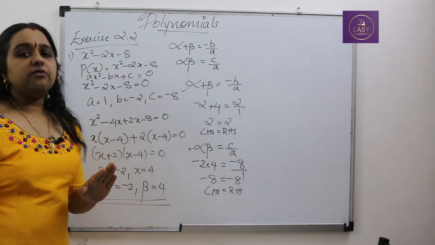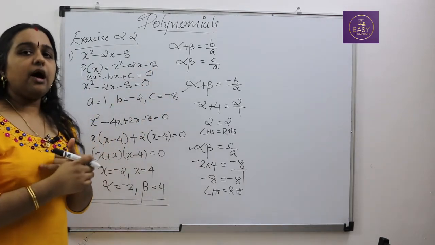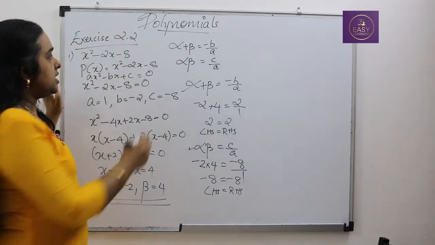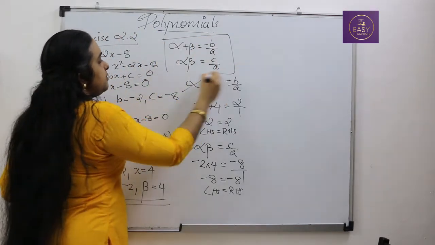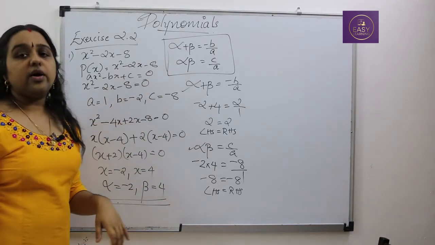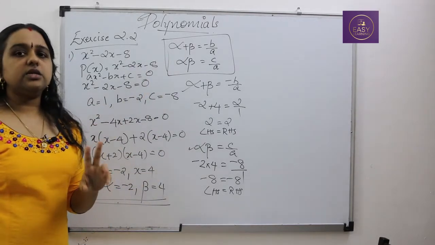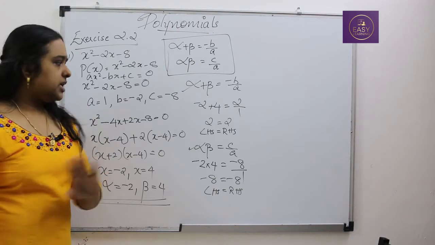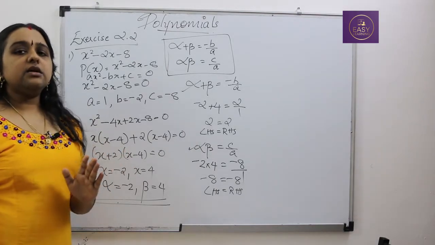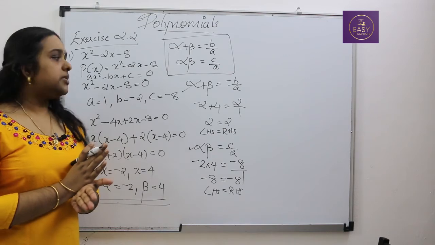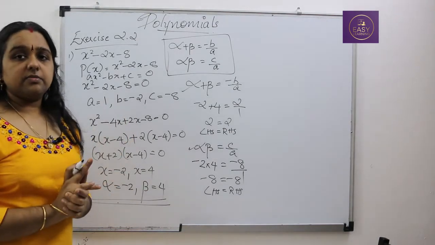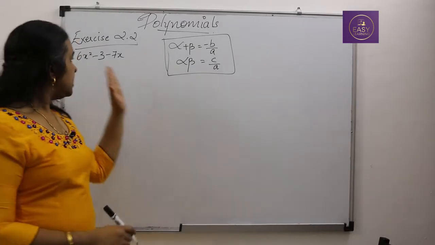Only two things you have to remember in this. You need to know how to solve a quadratic polynomial and you must remember the relationship between zeros of a polynomial and their coefficients. These are the two things you need to remember in this. Rest of the things is very easy. If you are not making a careless mistake, then 100% sure you will get 100% mark.